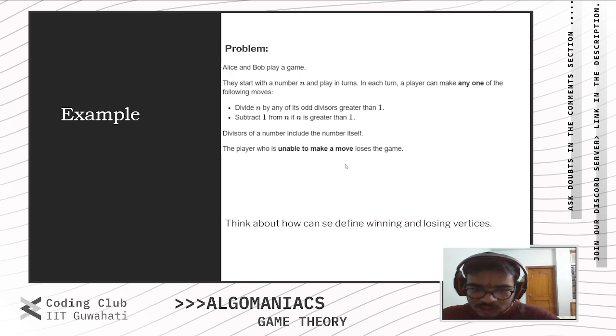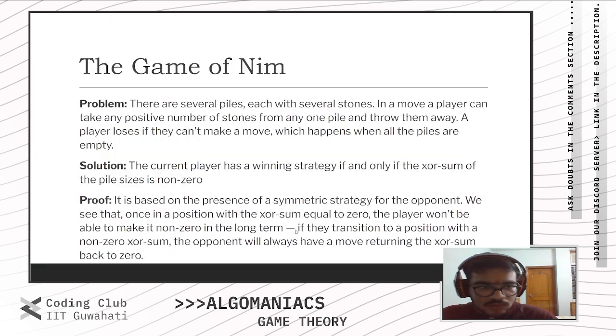So all the odd numbers are winning states. All the numbers of the form 2 to the power n are losing states, and the rest of them are also winning states, except 2. Okay, so we conclude this problem by saying that 1 is a losing state, 2 is a winning state, and any other number of the form 2 to the power n is also a losing state, and every other number is a winning state. So that's it, and next we'll move to the game of NIM.